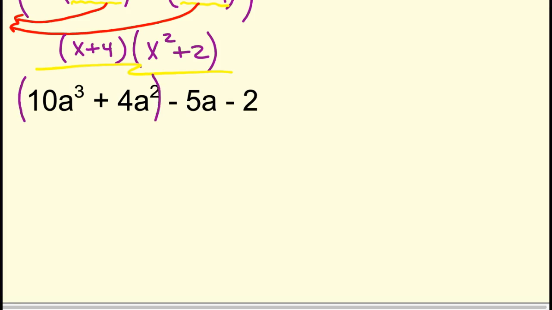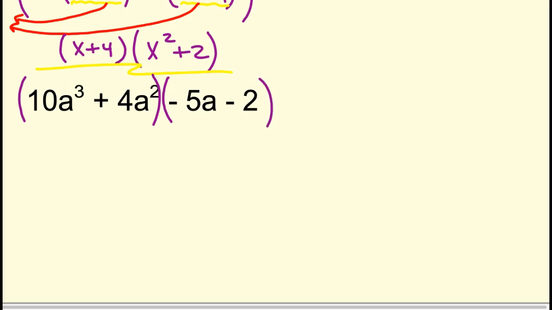Group the first two. Be careful when you group not to put the parenthesis in between that sign and the number, right? Like if you put it right there, that would be bad. You'd be changing the problem. So don't put it there. Put it to the left of the sign. So we group like that.